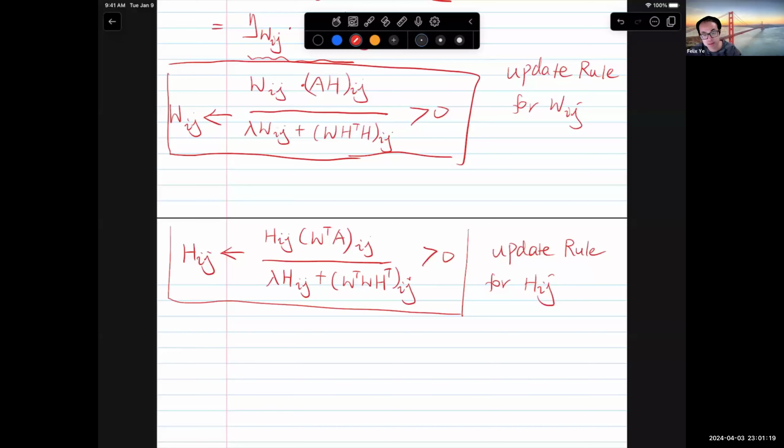Also, this update is done on an element-wise basis. So basically each ij you can do separately. So it's not actually matrix multiplication. You can do the matrix multiplication right here, but once you are done with these matrix multiplications, everything else is performed element-wise. Okay, so this is really good. Let me show you this.